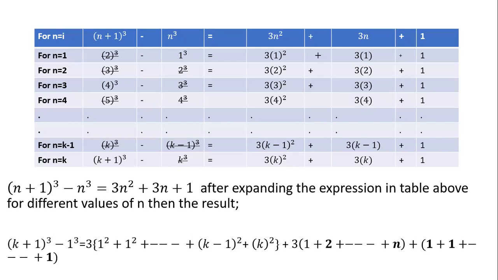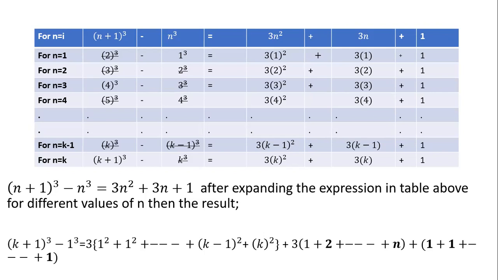We are saying that for n equal to 1, you substitute for 1, you have 2 cubed minus 1 cubed on the left-hand side. On the right-hand side, you have 3 into 1 squared plus 3 into 1 plus 1. For n equals 2, it is the same as 2 plus 1 cubed, which is the same as 3 cubed minus 2 cubed, equal to 3 into 2 squared plus 3 into 2 plus 1.